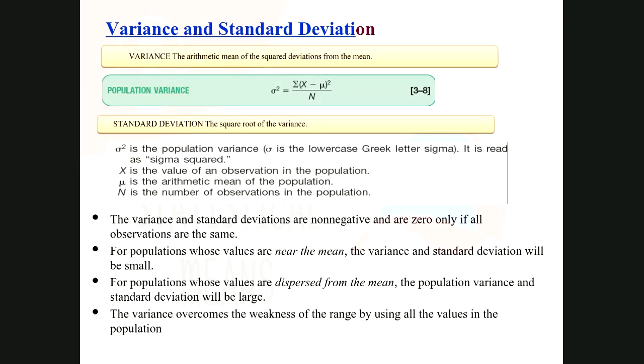Variance and the standard deviation. We've talked about it a little bit in the other videos. The variance, the definition is the arithmetic mean of the squared deviations from the mean. The population variance is sigma squared, the sum of x minus mu, that's the population mean, squared, over the population size. And the standard deviation is the square root of the variance. So sigma squared is the population variance. Sigma is the lowercase Greek letter sigma. It is read as sigma squared.